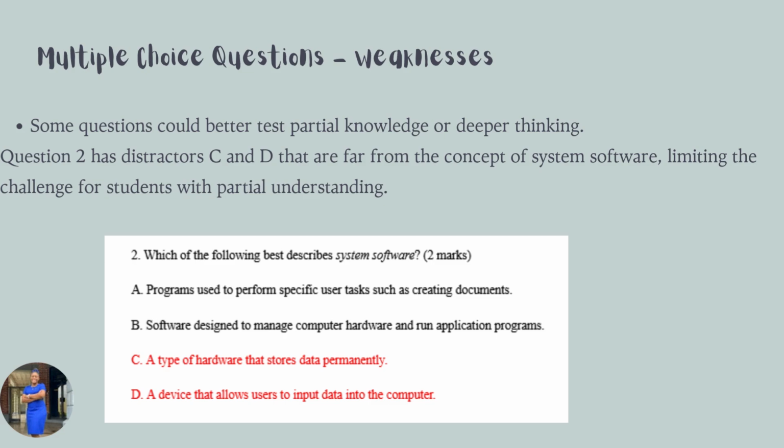So, like question two, which had distractors C and D that were far from the concept of system software, and we see where that limited the challenge for students with partial understanding. Because, as you can see, the question, which of the following best describes system software? And the distractors that we selected, C and D, say a type of hardware that stores data permanently, or a device that allows users to input data into the computer. So we identify those as being far from the concept of system software.